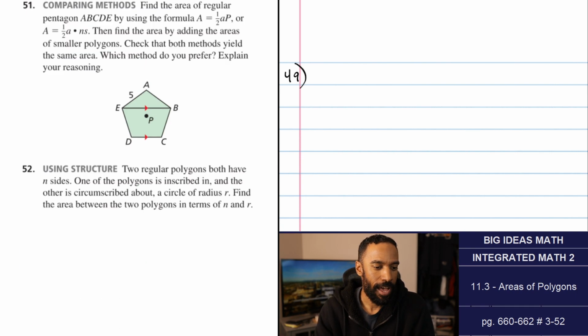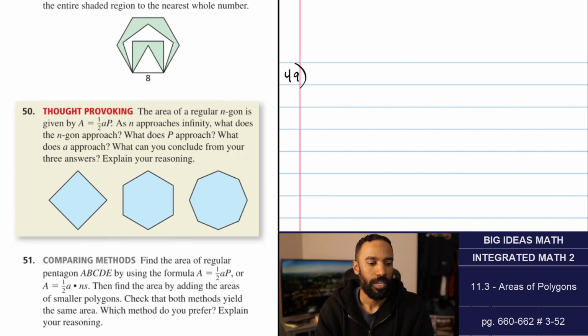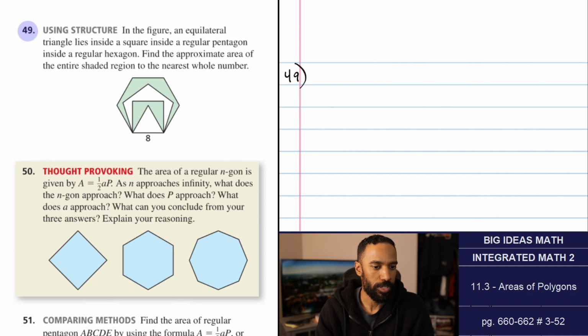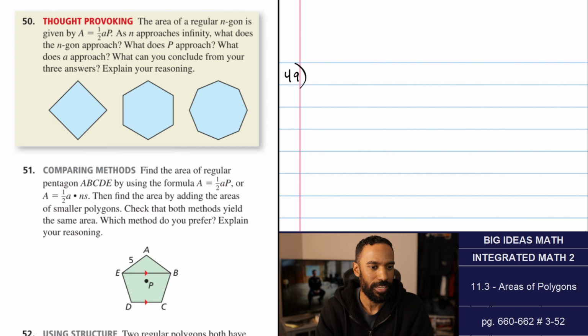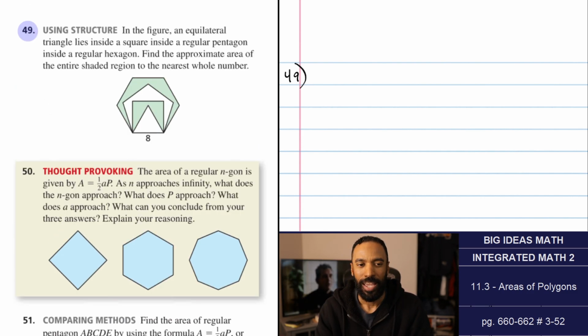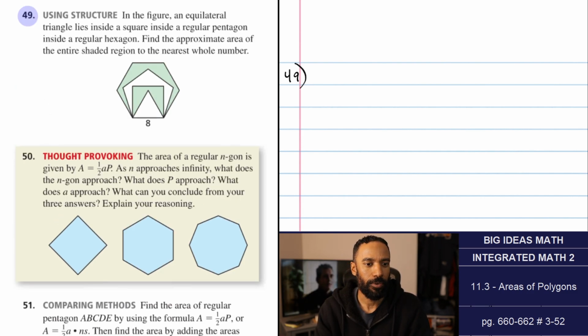All right, we have 4 more questions. No proofs, but using structure. Okay, using structure, thought-provoking, comparing methods, and using structure again. In the figure, an equilateral triangle lies inside a square, inside a regular pentagon, inside a regular hexagon. Find the approximate area of the entire shaded region to the nearest whole number.